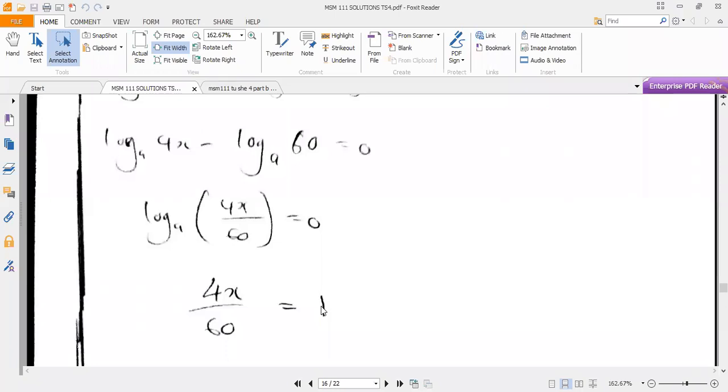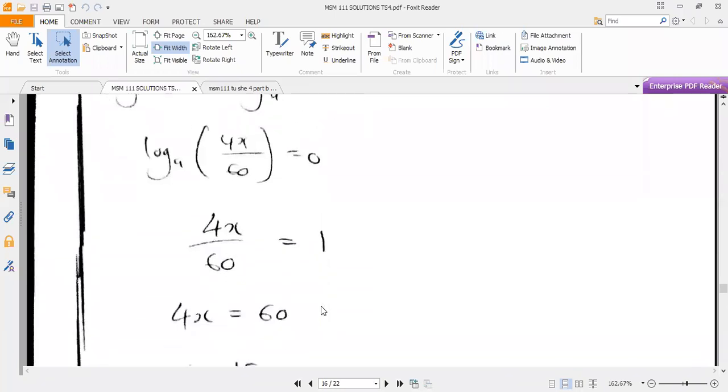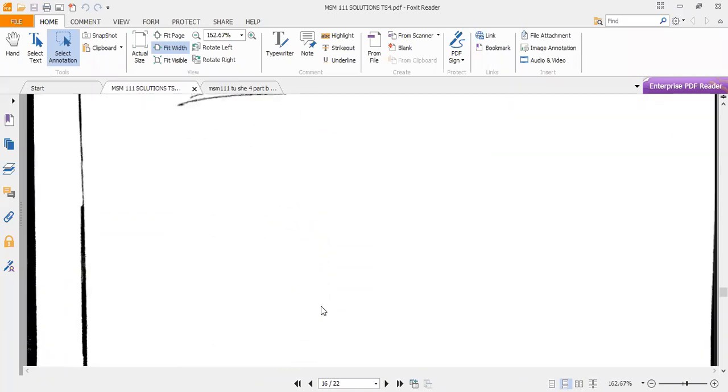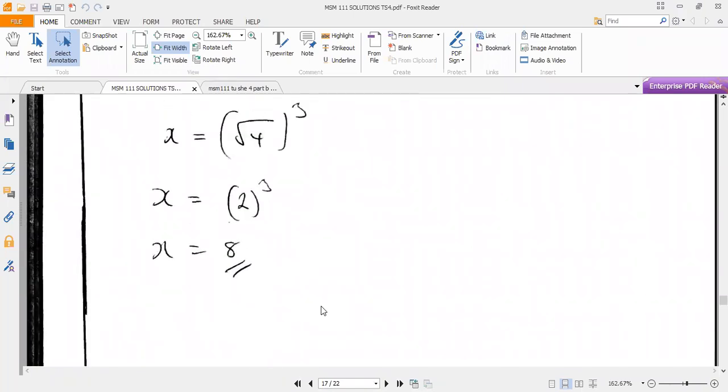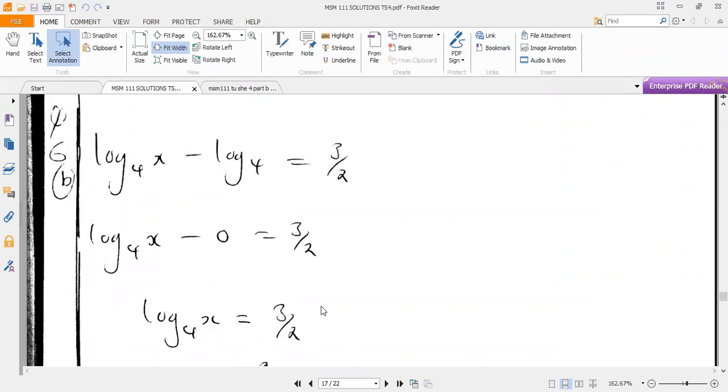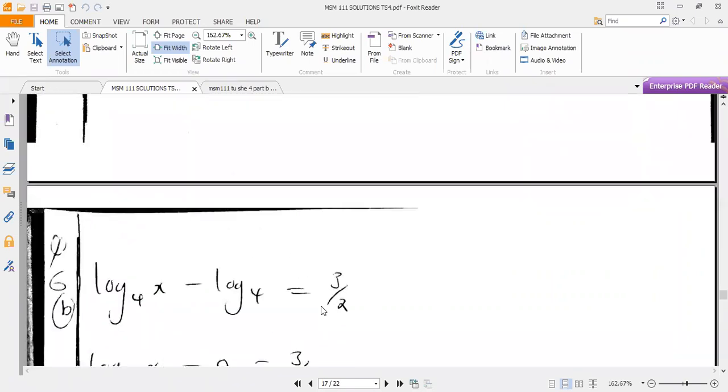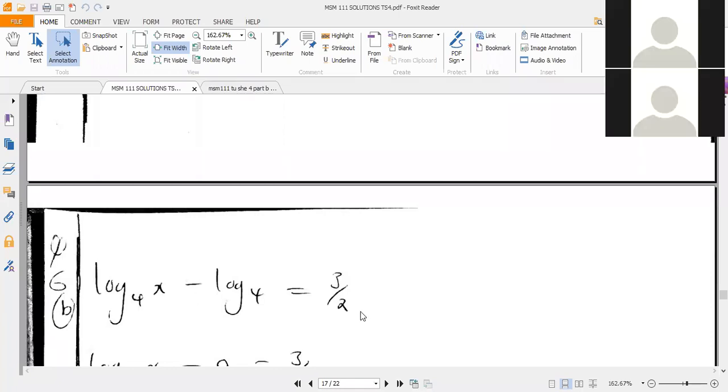Okay, we proceed. Let's do another one. Let's do this one. So we've been given this equation here.